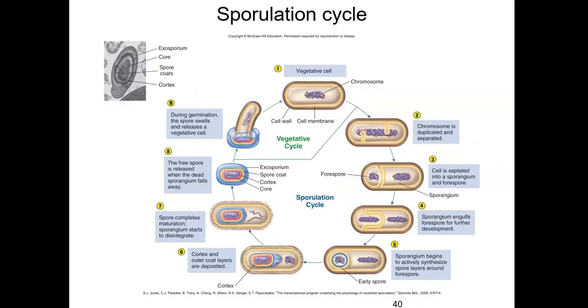I'm not going to get too much into this. You do not need to memorize the cycle. Do not go crazy trying to memorize the steps. Again, I just want you to understand sporulation is the process where we go from this actively growing vegetative cell to the endospore.